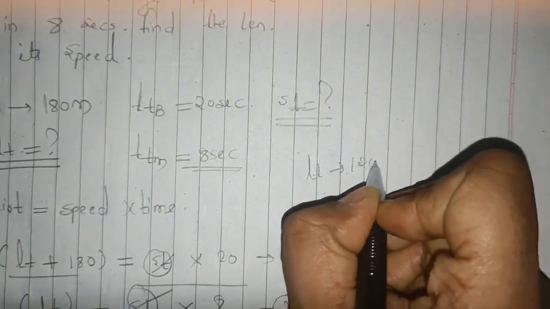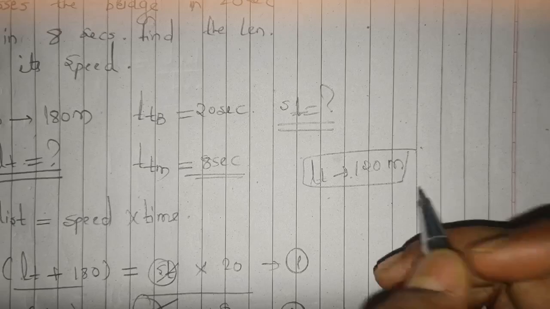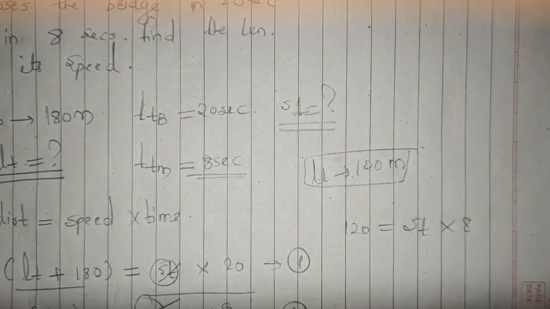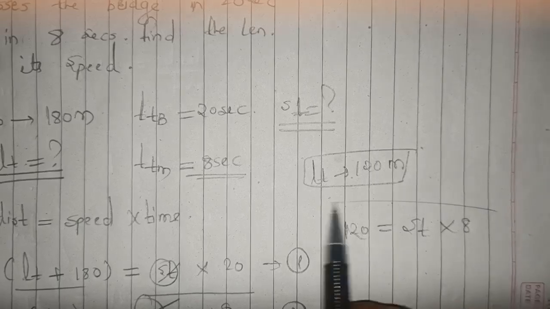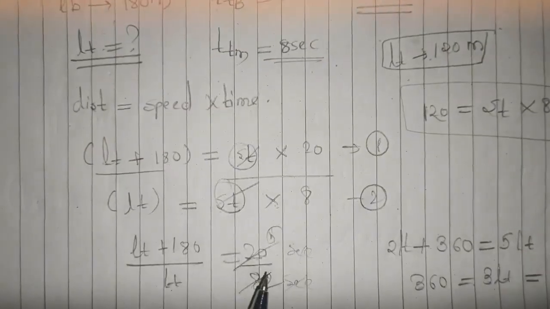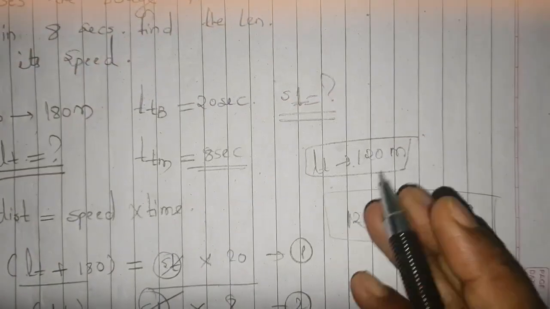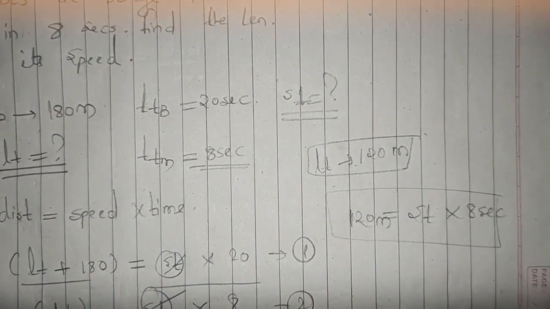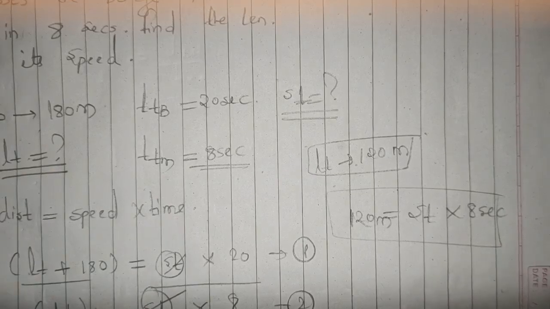Now we can simply put this in one of the equations and get our speed. So we'll put it in the second equation: 120 is equal to ST into 8. Now in this equation we have to make sure that the units are handled properly, because we are solving for the value of ST. 120 is in meters and time is in seconds, so we will get our speed in meters per second. I think that's what we need. Or, for the speed of the train, you will always try to get it in kilometers per hour, because train speed is always in kilometers per hour.